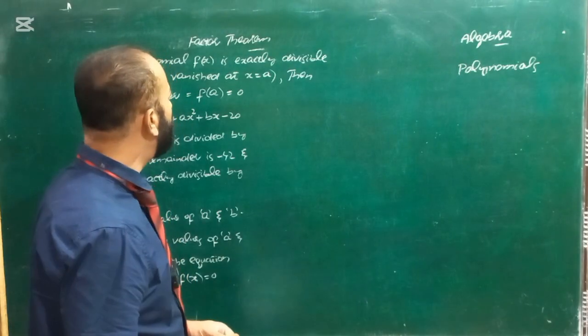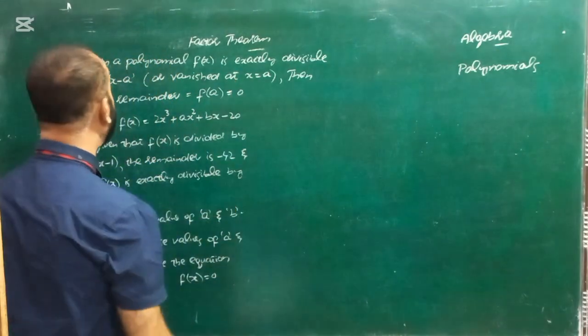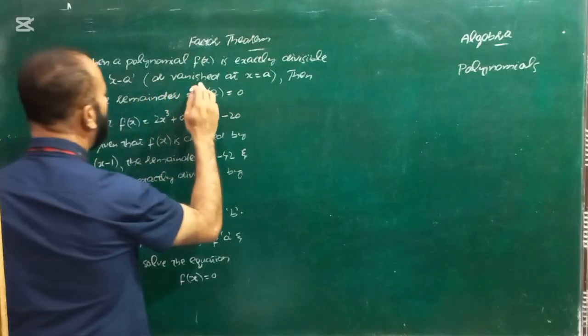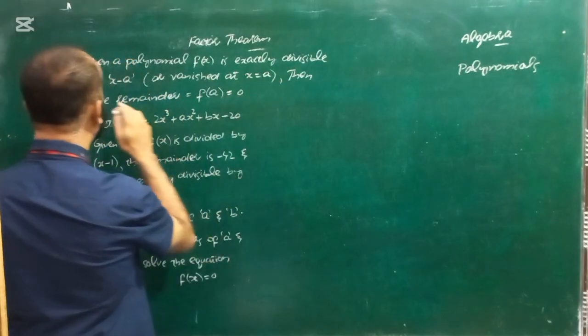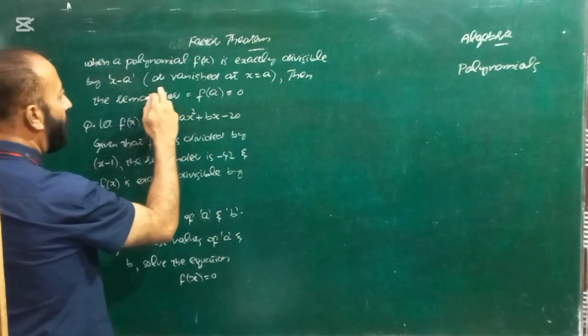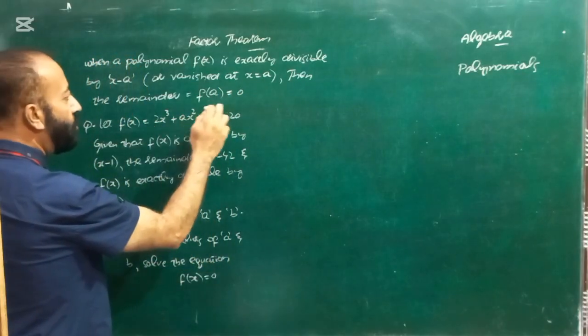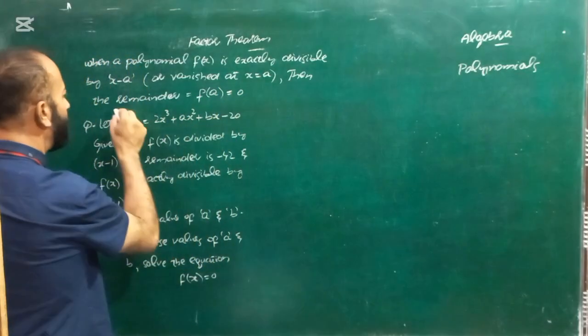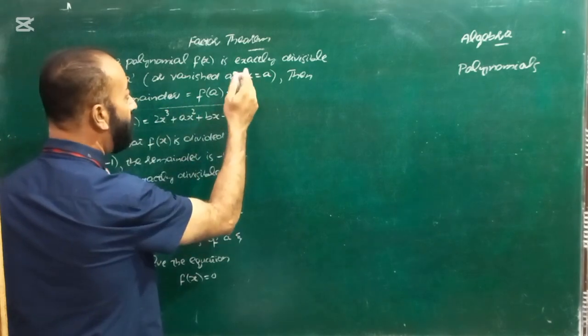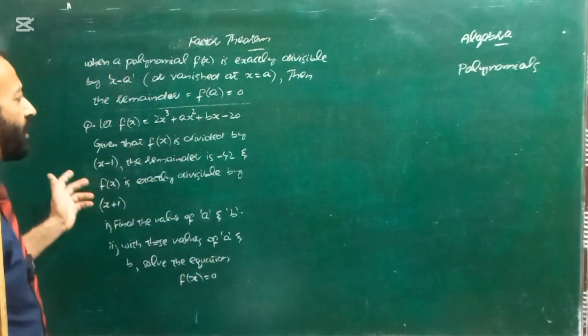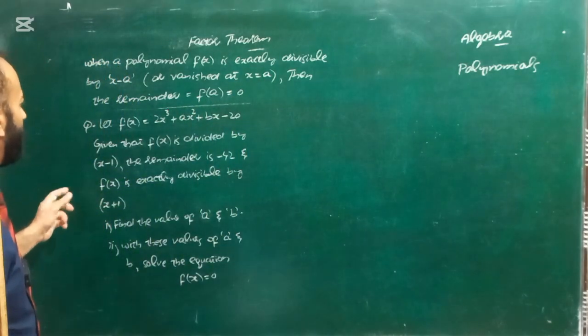The next thing that we are going to read is the factor theorem. When a polynomial f of x is exactly divisible by x minus a, or vanishes at x is equal to a, then the remainder is equal to f of a is equal to 0. This is factor theorem. Okay, here is a question that will make your concepts more clear.